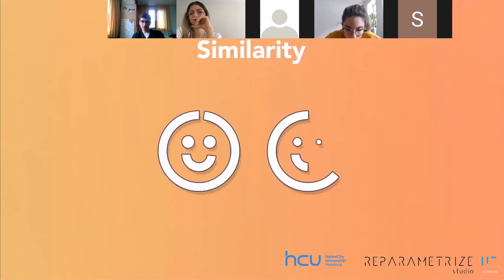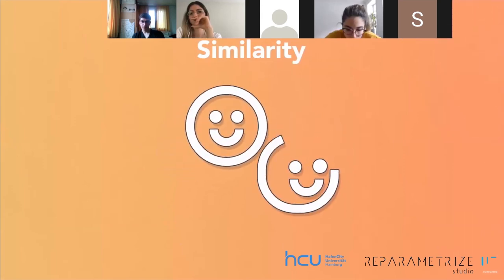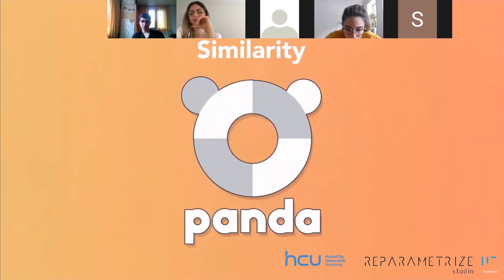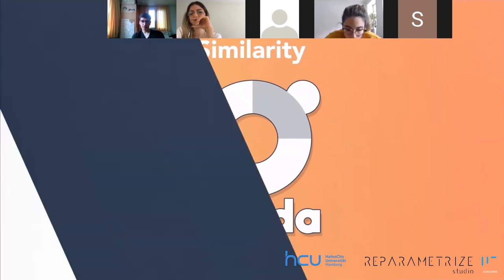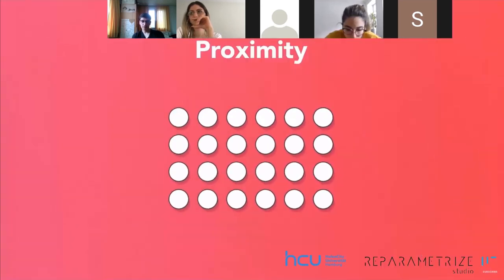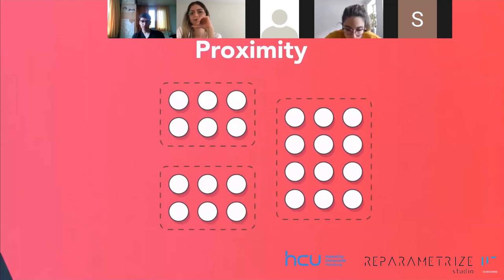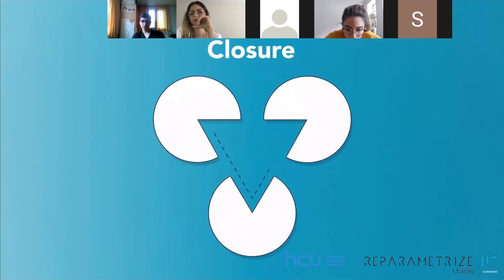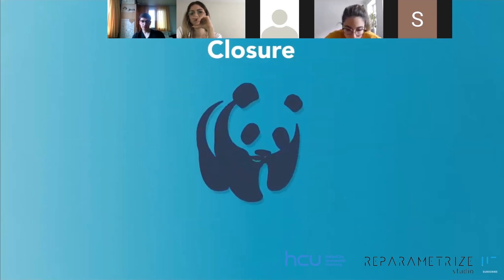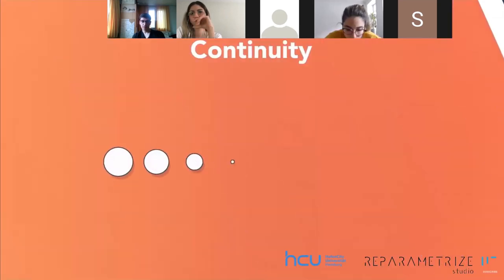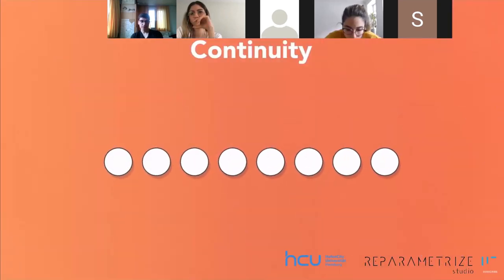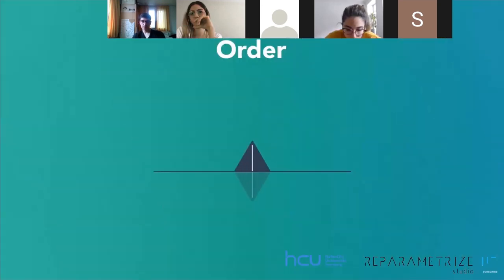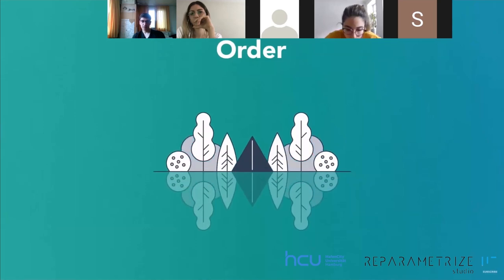Similarity. The notion that we place objects with similar characteristics in a group. These characteristics can include color, size, font, shape, texture, and more. Proximity. The belief that we group together objects that are close to each other. Closure. The idea that our minds close objects that are not necessarily together or complete in order to create a whole. Continuity. The theory that we continue to follow objects that are visually aligned until they are interrupted. Order. The belief that alignment and symmetry are attractive and essential elements of design.